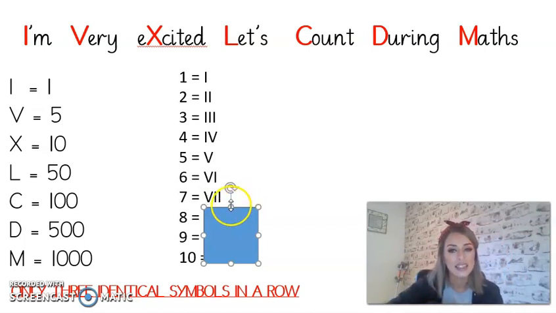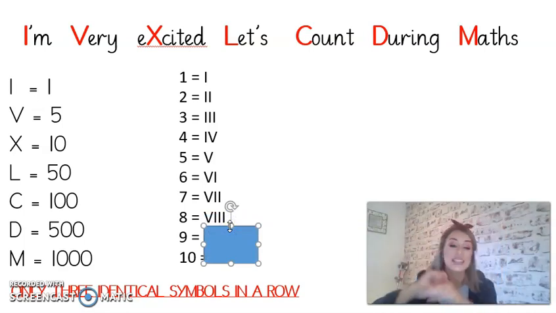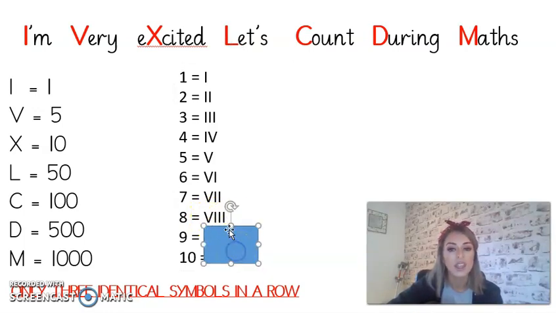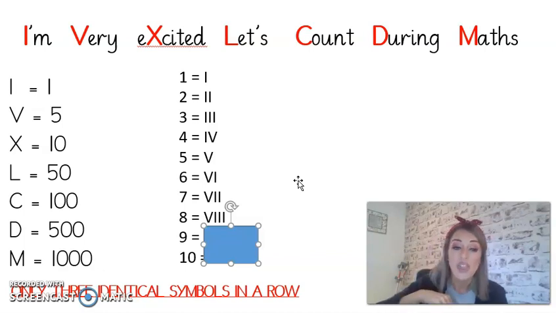Number 8. VIII, because we are 3 after 5. 5 add 3 is 8, and so we have our 5 here represented by the V, and then we add on 3 more after. 9. That's quite a tricky one because we haven't got any more space for more I's. We can't add another I because we would break our rule of 3. So I'll give you a clue. Well, I'll give you 2 clues. The answer is not VIII.